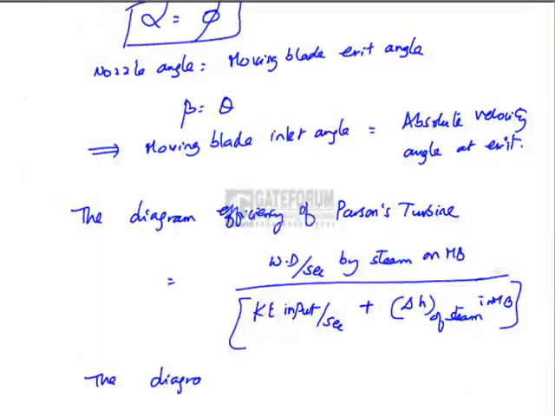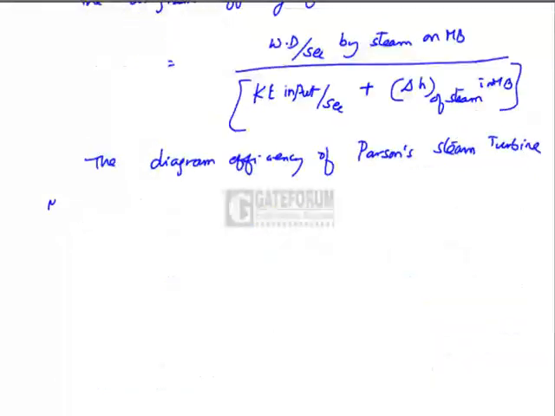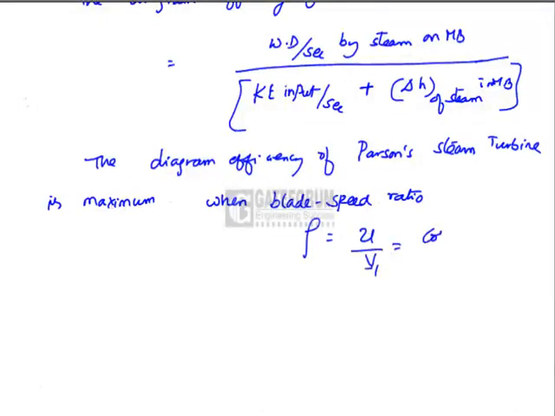The diagram efficiency of Parsons steam turbine is maximum when blade speed ratio rho is equal to u by v1 is equal to cos alpha, where alpha is the nozzle angle, that is the angle between v1 and u.